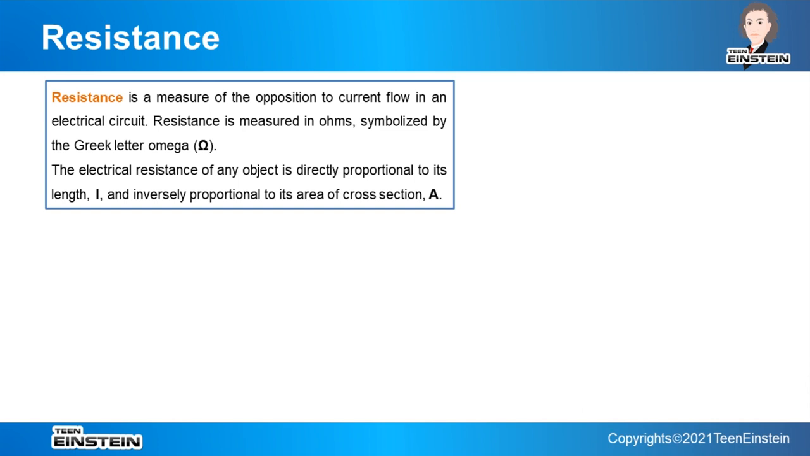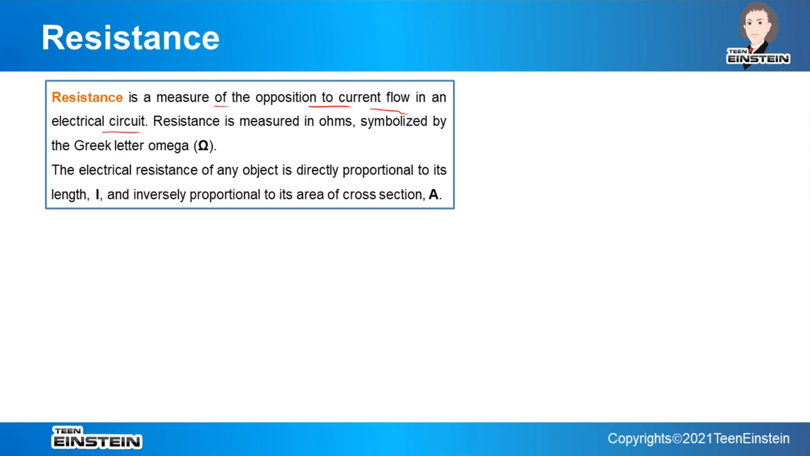Now we have to know some terms. We have already seen what is conductance. It is the capacity of the flow of electricity. Now resistance, it is opposite of conductance. So if conductance is the capacity for the flow of current, obviously now it is a measure of opposition to current flow in an electrical circuit.